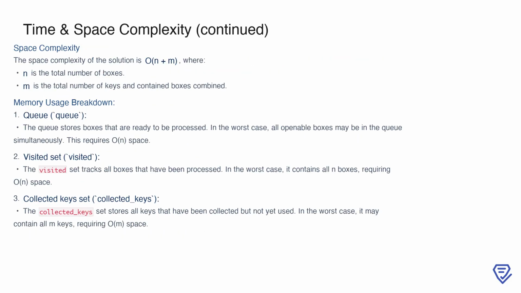Now, let's consider the space complexity, which is also O(n + m). This is because we need to account for the memory used by several components. First, the queue used for BFS can store up to all openable boxes at once in the worst case, requiring O(n) space. Similarly, the visited set, which tracks all the boxes we've processed, could contain all n boxes, also using O(n) space. Additionally, the collected_keys set, which holds all keys that haven't yet been used, could potentially store all m keys, requiring O(m) space. These are the main contributors to the space usage of the algorithm.